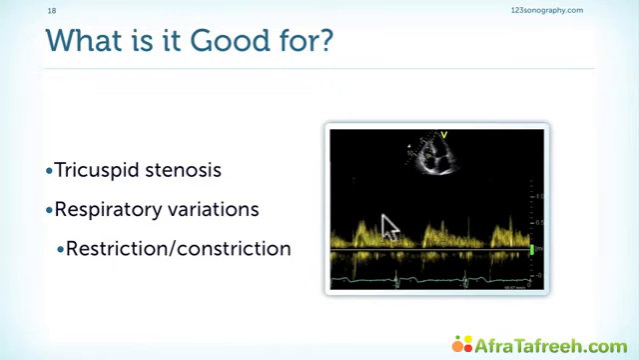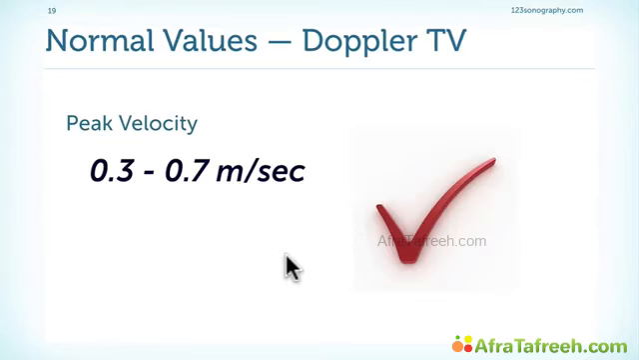Typically, you would see respiratory variations of the signal, and these variations can be very pronounced in situations such as restriction and constriction, but we'll talk about that later when we come to the corresponding chapter. The normal value is lower, as already mentioned, than that of the mitral valve, so the upper limit is somewhere in the range of 0.7 meters per second, but with higher velocities during inspiration versus during expiration.